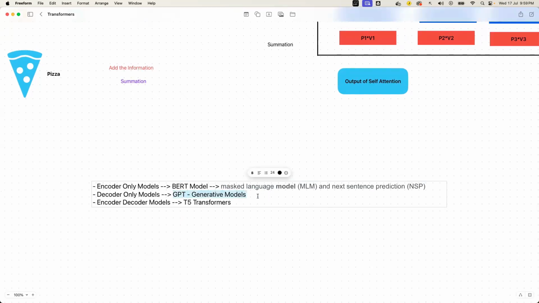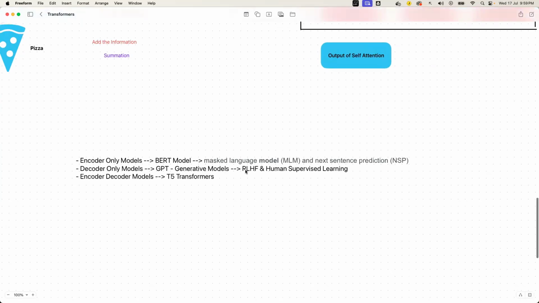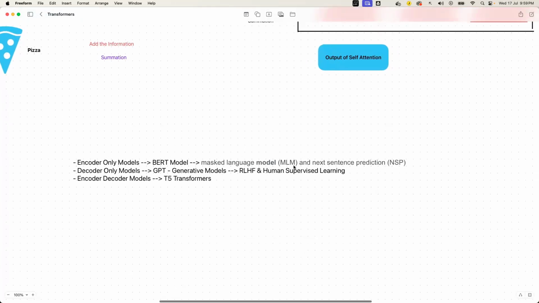Then we have the GPT model, which is called a generative model. It has been trained on a very large data set using reinforcement learning with human feedback, along with some human supervised learning. T5 transformers, since it's a transformer model architecture, has both encoder and decoder. We use the GPT model for tasks such as generation, and we use the BERT model when we want to understand the data.